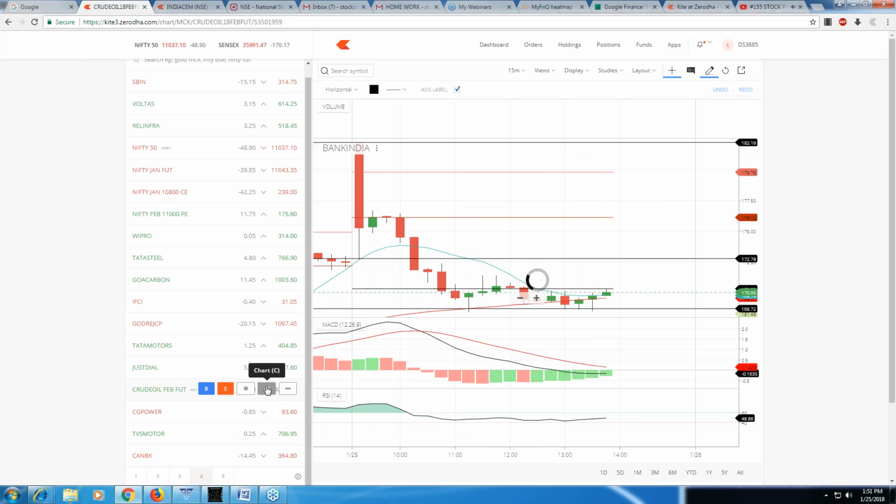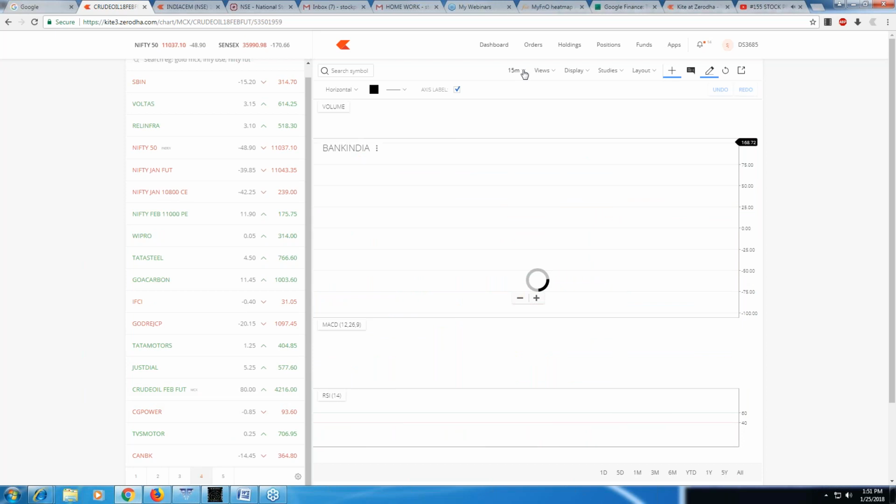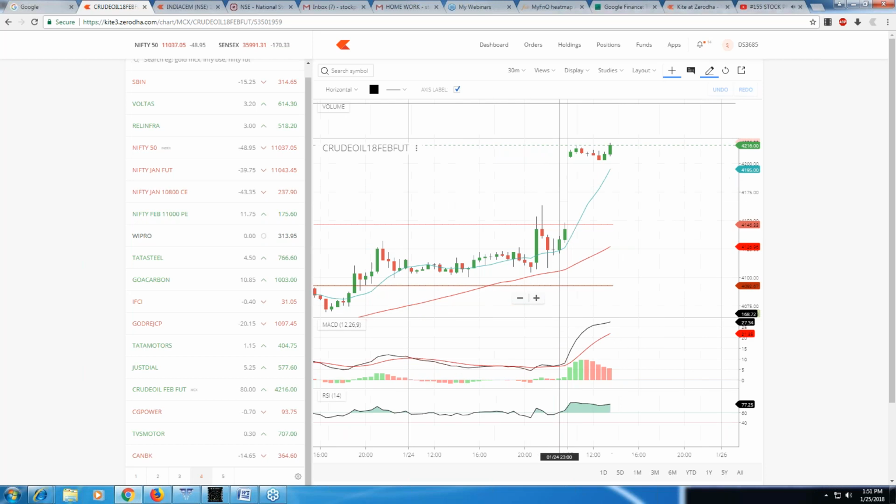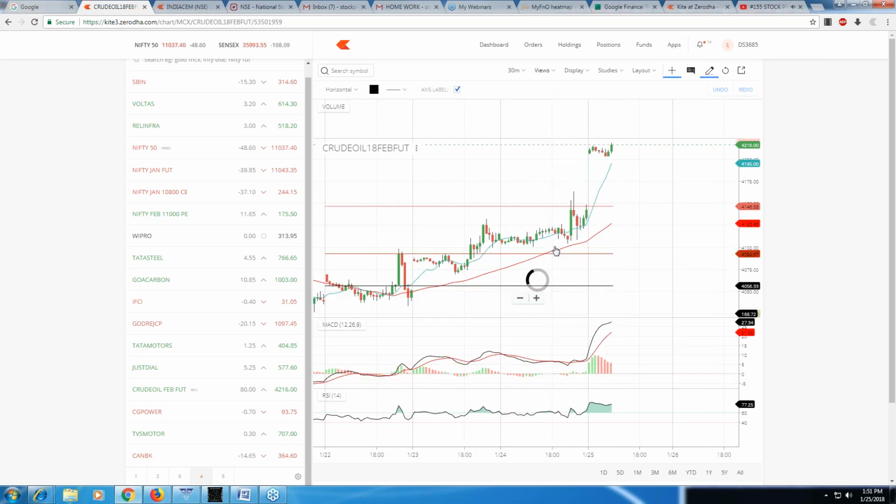So you remember my crude setup? The crude setup is on the 15-minute, sorry, 30-minute chart. Crude is on the 30-minute chart. This is my setup of crude. Let me put up the crude setup.